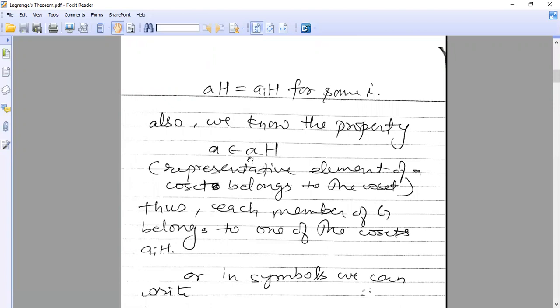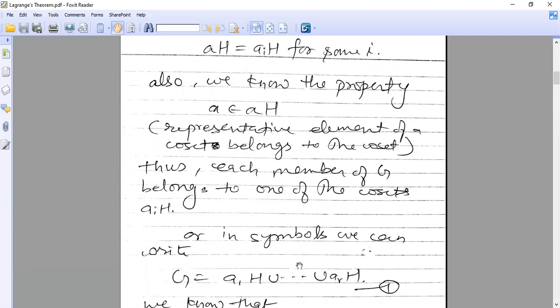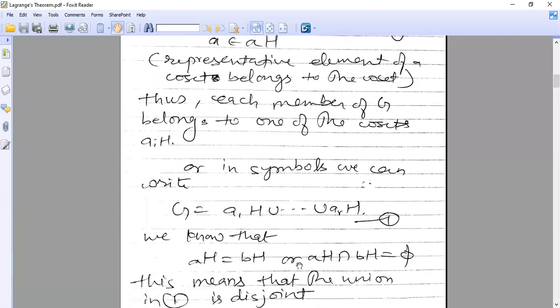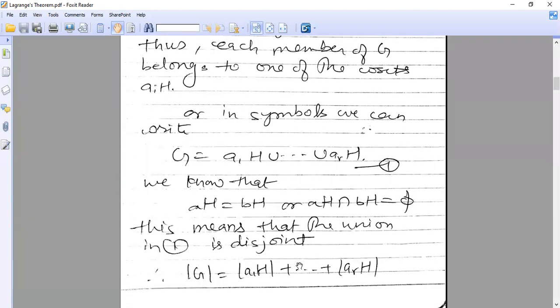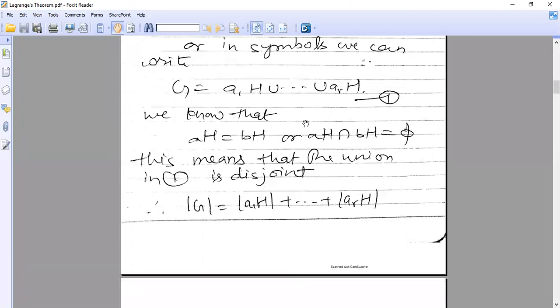In the previous video where I discussed the properties of cosets, we proved that the representative element belongs to the coset. So A belongs to AH. Thus each member of G belongs to one of the cosets AiH, and that we have written as this equal to this.